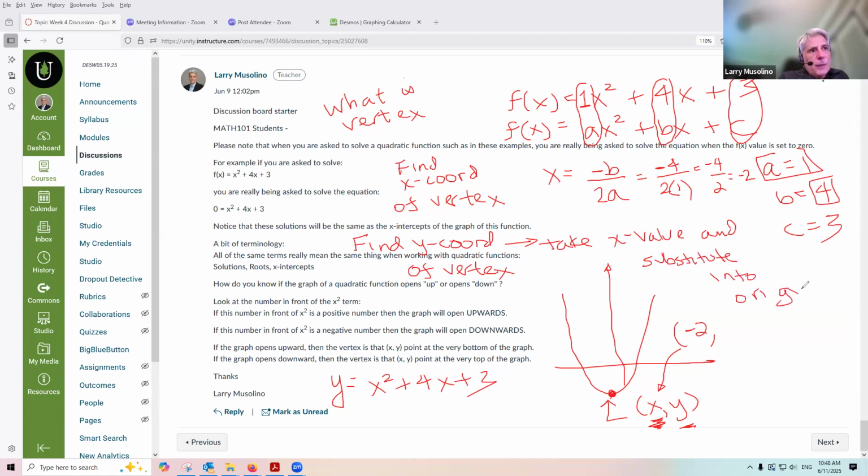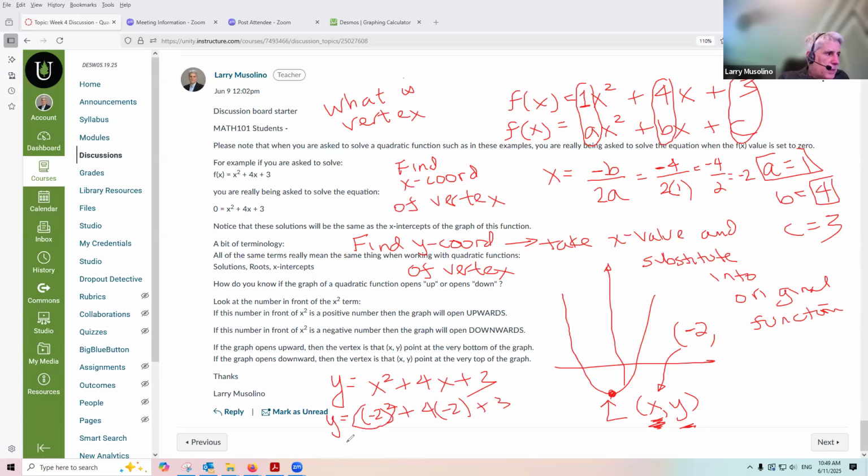All right, so I'm going to do it. Our x value was negative 2. So I'm going to replace this x with a negative 2 here. And I'll just work this out.